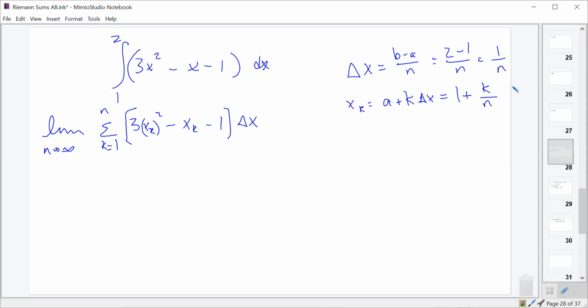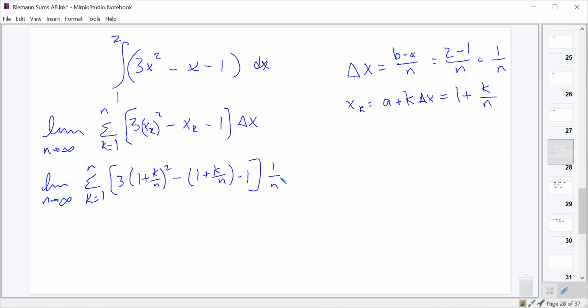All right, cool. So then we'll just replace the x sub k's with 1 plus k over n and the delta x with 1 over n, and proceed to evaluate from there. The first part changes, and then we've got 3 times 1 plus k over n squared minus the quantity 1 plus k over n minus 1 times 1 over n. Everybody still good there? Just making sure that the x sub k gets put into parentheses once you replace it.